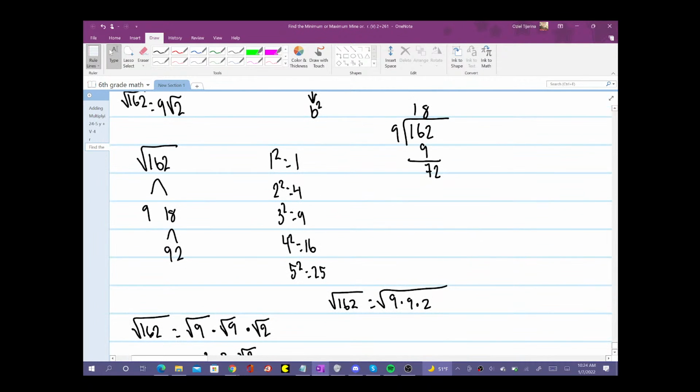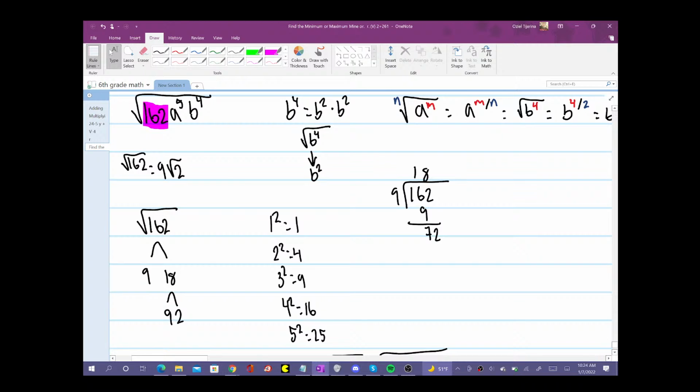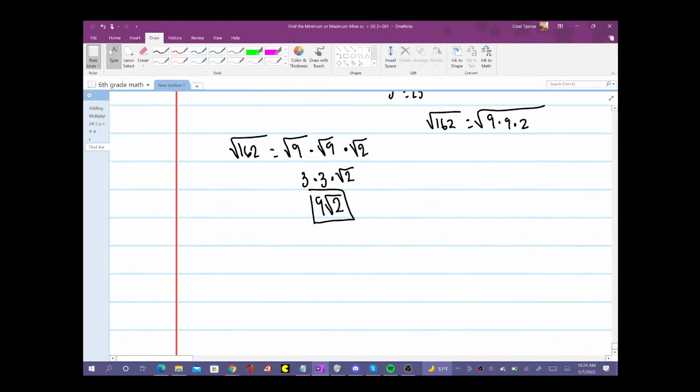What about the square root of a to the 5th? If we have the square root of a to the 5th, just like I said, this is equal to the square root of a to the 4th times a, which equals the square root of a to the 4th times the square root of a. The square root of a to the 4th equals a to the 4 over 2, which is a squared. So this simplifies to a squared square root of a.